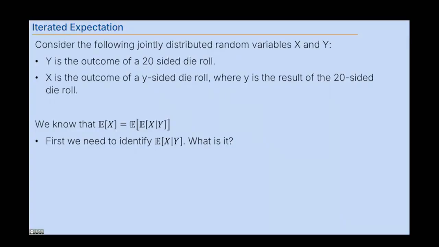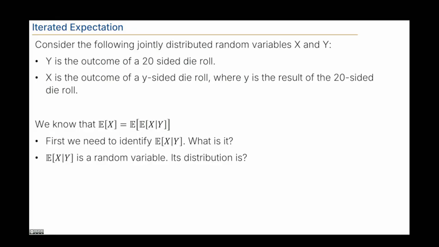Okay. So I just said without proof that the expectation of X is the expectation of the expectation of X given Y. That seems strange. Well, first we need to identify the expectation of X given Y. What is this thing? I'll give you a hint. We're computing an expectation over it. So what do we compute expectations over, or expectations of? Random variables. Okay, so it's some kind of random variable. What is its distribution?